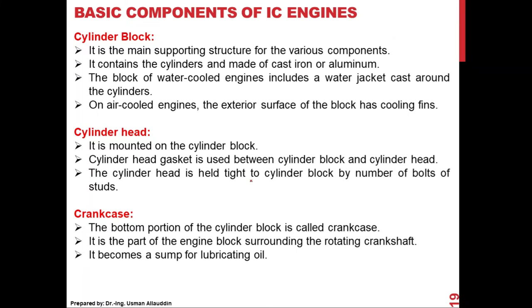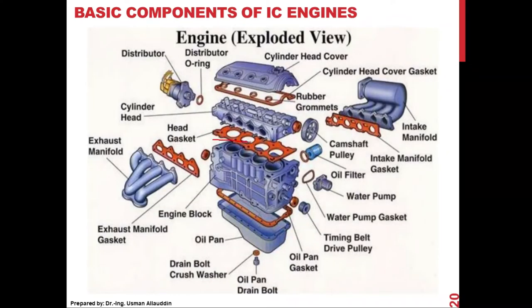Now we come to another important topic of today's lecture, basic components of internal combustion engines. The first main important part is the cylinder block. Cylinder block is the main supporting structure on which the other various components are mounted. It contains the cylinders and is normally made of cast iron or aluminium. I can show you the picture. This part is called the cylinder block.